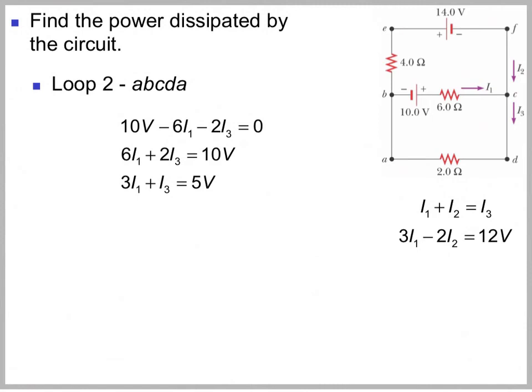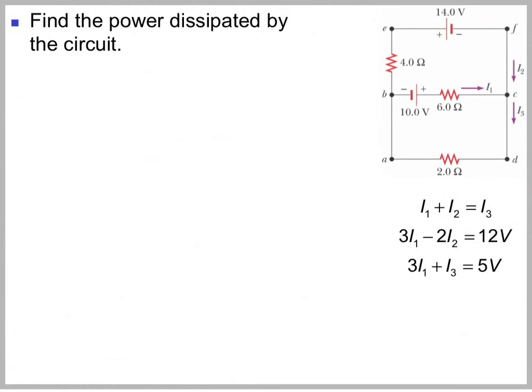So now I need a third equation, so I'm going to use the bottom loop. We start at point A. We're going to go to point B. Now I'm going this way. I'm going from negative to positive, so that's 10 volts. I'm going with the current, so that's minus 6I1. And I'm going with the current again, so I get a minus 2I3, and I'm back to where I started. Or 6I1 plus 2I3 is equal to 10 volts, or divide that by 2: 3I1 plus I3 is equal to 5 volts. Now I have my three equations and three unknowns. I can solve these simultaneously.